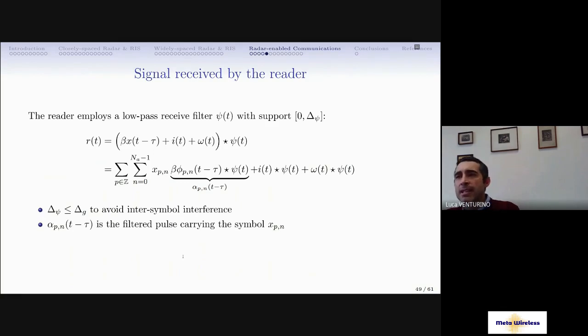So what do we do at the receiver side, at the reader? Well, at the reader, what we have is a delayed version of the signal backscattered by the tag, eventually scaled by a factor beta accounting for the propagation loss, plus the radar interference I, plus the noise. This is what the antenna of the reader is receiving. What we do is some low-pass filtering to remove the out-of-bandwidth noise. And we want to make sure that we choose the guard interval in order to avoid inter-symbol interference at the output of this low-pass filter.